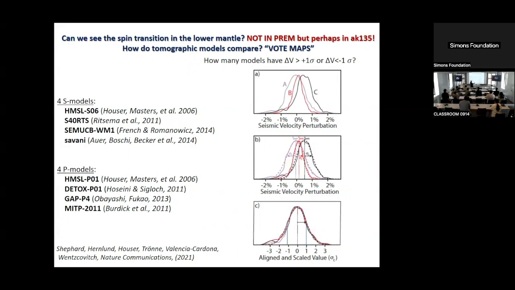And then ask the question: at each depth, point-wise in the Earth, how many models agree on velocity changes of +1 sigma or -1 sigma? This is what we call the vote maps.